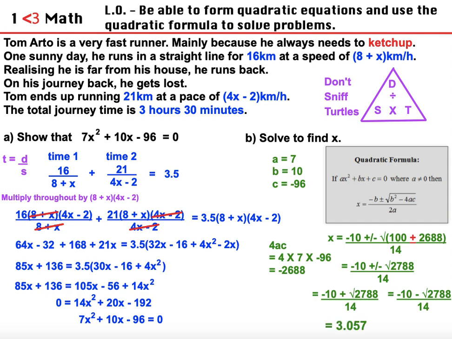The first solution is 3.057 to 3 decimal places, and the second solution is going to be minus 4.486 to 3 decimal places. Now, this is where we go back to our question and we think, okay, what must x be? Now, x is part of the speed. We're not going to have a negative speed, so therefore we can select our answer as x equals 3.057. And that would be the solution to part B.